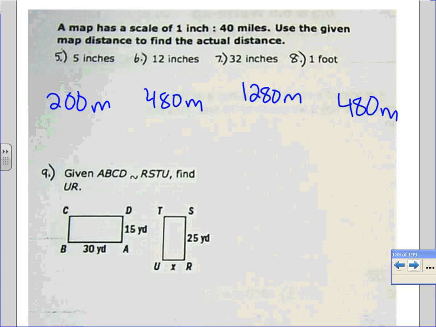And then number 9, you had to redraw them so they were corresponding. Charles, what did you get for X? Yep. What are your units? Okay. All right, if you converted them to light years, but they should be in yards. So thanks, Charles.